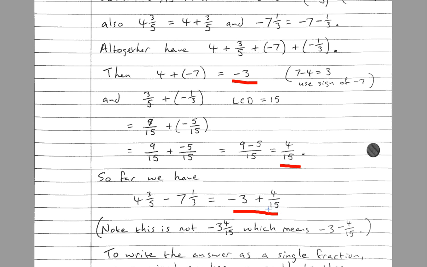Okay, and then the last step is we want to combine these into a single fraction or a single mixed number. Just to be careful, this whole thing is not equal to negative 3 and 4/15. I can't just put them together because negative 3 and 4/15 really means negative 3 minus 4/15, like we saw up here.